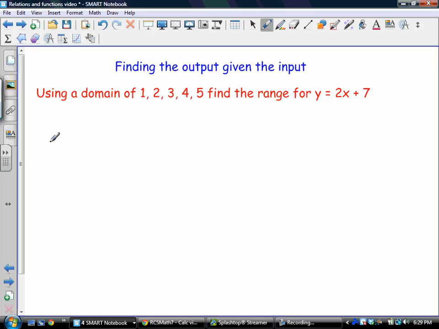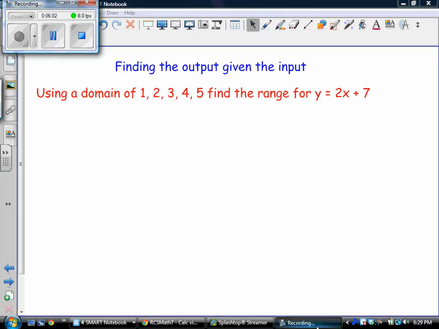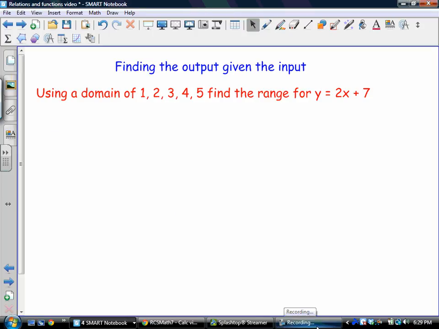And the last thing we're going to do today, this wants us to find the output given a certain input. So we actually have 5 different input values. That's our domain. Remember, domain was all the possible inputs. So they're saying if you're using inputs of 1, 2, 3, 4, and 5, find the range, or all of the outputs, for this function: y = 2x + 7. So the way we do that is by using a table of values. And this is what the table looks like.